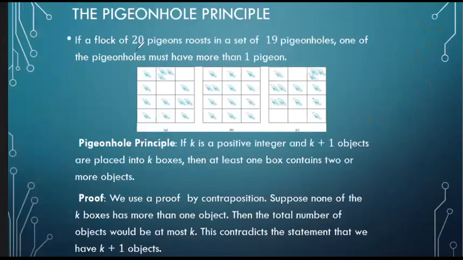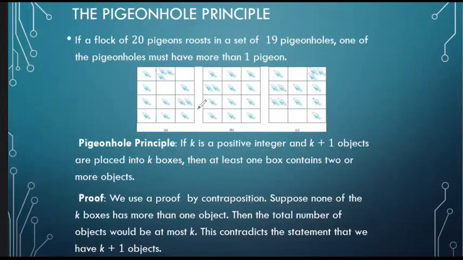So the same thing, if a flock of 20 pigeons roost in a set of 19 pigeonholes, one of the pigeonholes must have more than one pigeon. If we are stating it in a general way, if k is a positive integer and k plus 1 objects are placed into k boxes, then at least one box contains 2 or more of the objects.